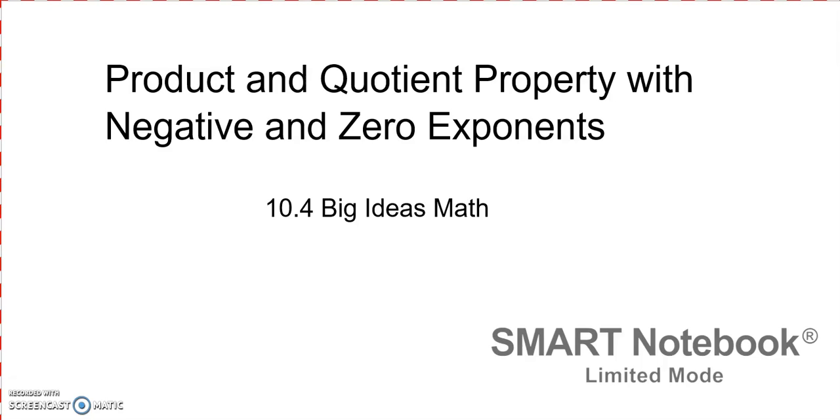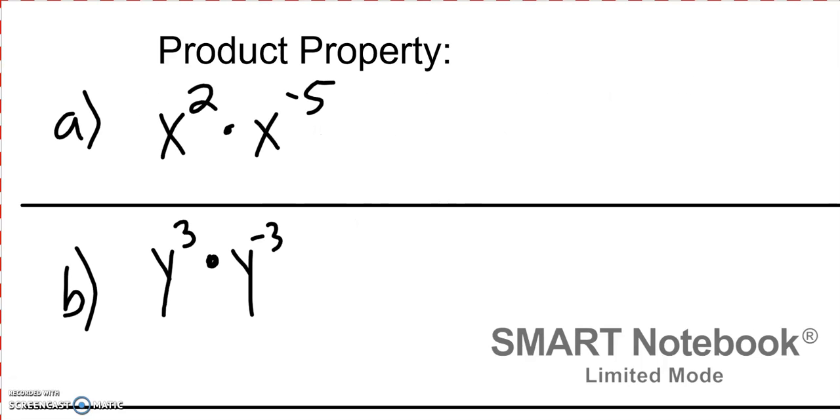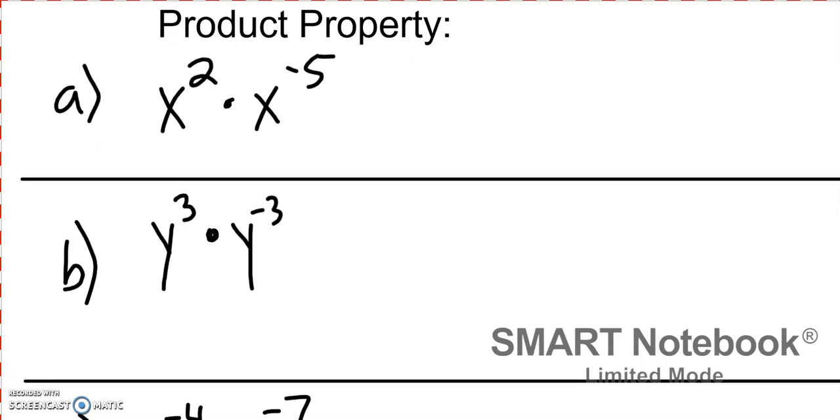All right, so today all I'm going to be doing is showing you a couple example problems using the product property and quotient property involving negative and zero exponents. So first let's start off with the product property. So I have three problems here.